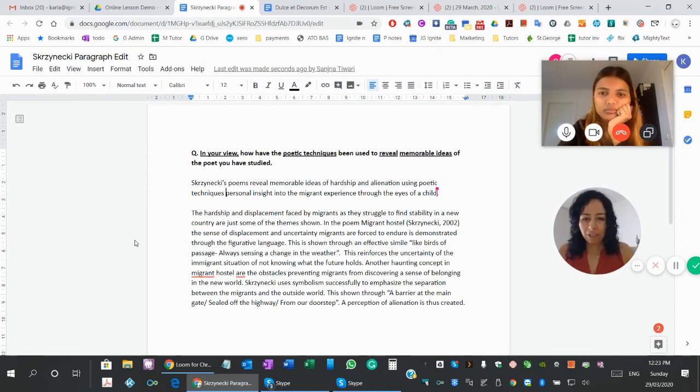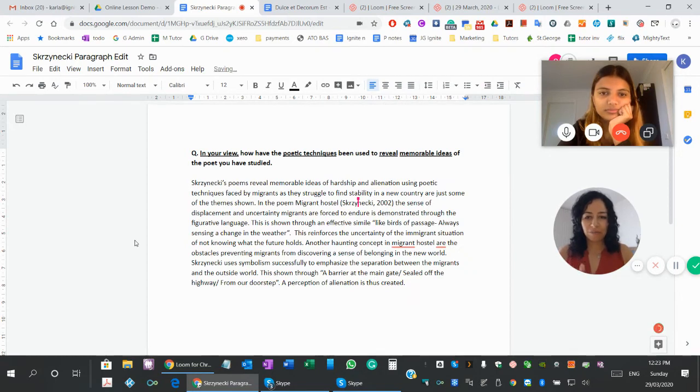Okay, so what we might do is let's highlight this, and now we've already got hardship and alienation, but that's okay. You can bring displacement in later. So using poetic techniques. Okay, cool. Maybe let's say we delete that. Can you connect that sentence now? So read it aloud. Shinesky's poems reveal memorable ideas of hardship and alienation using poetic techniques faced by migrants as they struggle to find stability in a new country.